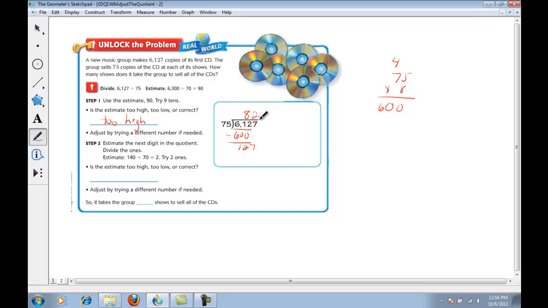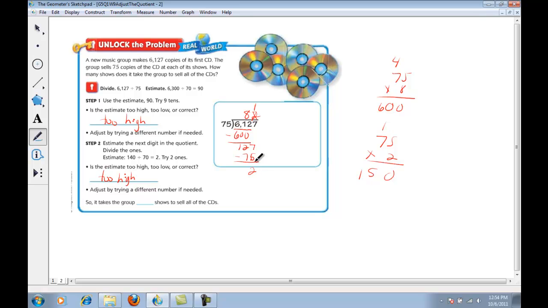Can I put 2 ones in each group? Well, if I do, I'm going to have 75 groups of 2, and that's going to give me 150. Oh, and that's too high. So again, my estimate's too high. So I need to change this, and let's make it a 1. If I have 1 in each of the 75 groups, that's going to leave me with just 75.